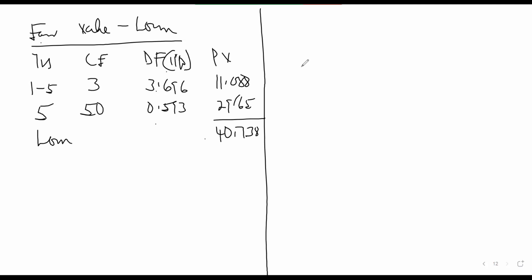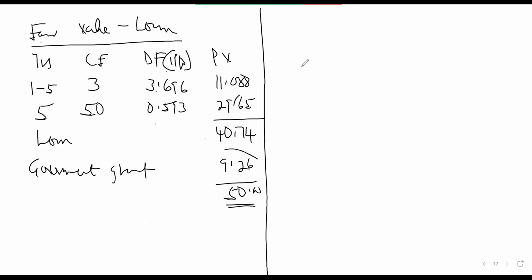The difference will give you the government grants. I'm having 9.262. So let me just make this one 40.74. Okay, so this portion is the government grant.